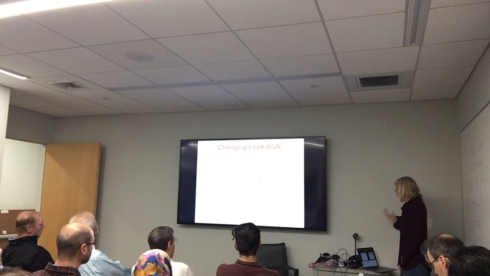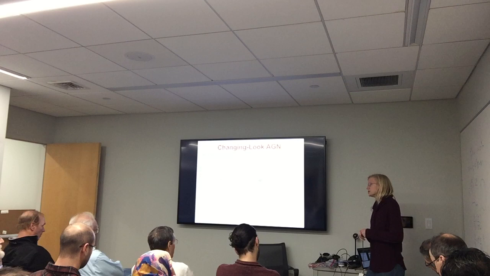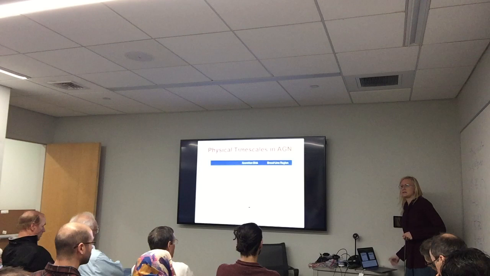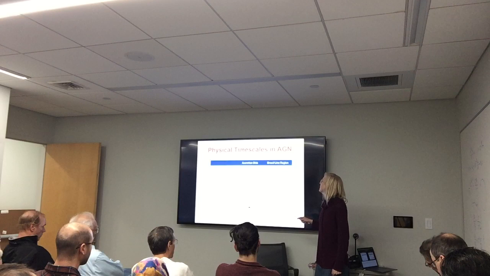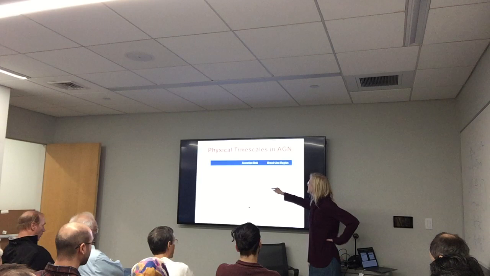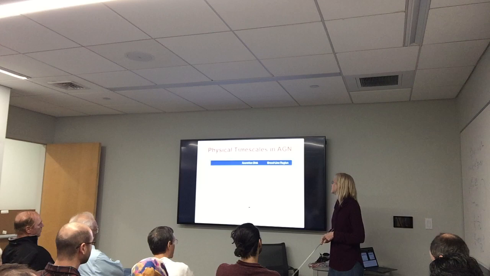And this presents a puzzle to explain because we don't really expect the accretion rate to change so dramatically over such a short time. The accretion timescale is supposed to be related to the viscous timescale of the disk, related to the disk viscosity. If here's your accretion disk, the time it takes for things to flow in with the accretion flow is really long for the optical emitting part of the accretion disk, 10,000 years. So that's why it's kind of puzzling to explain these observations.